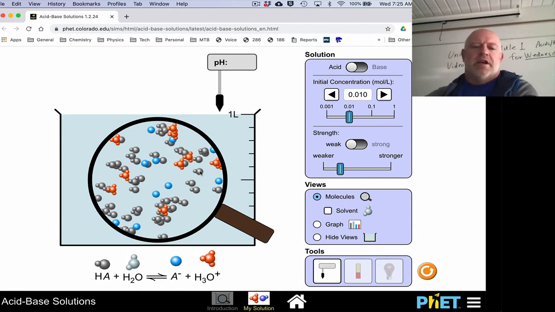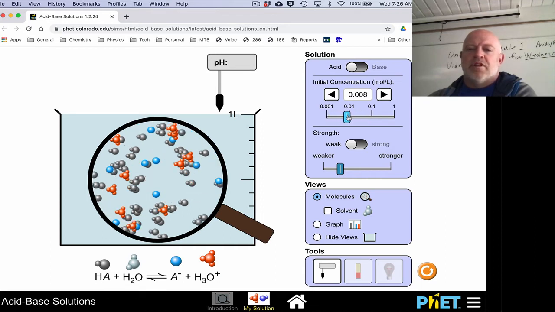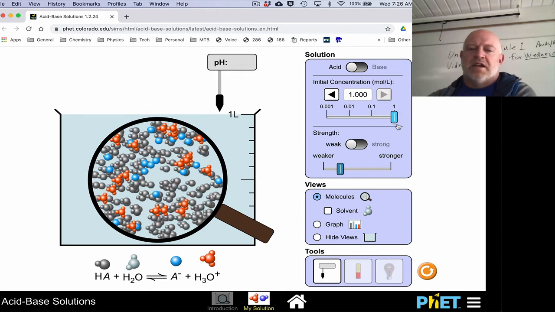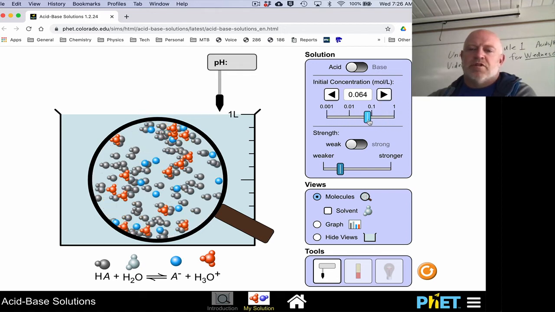What we have here is a weak acid. So strength-wise, we've clicked over to weak. It's an acid, and right now the concentration is 0.01. So we're going to turn this up. Notice how if I change my concentration, as I put more of them in, you see more of them forming in the magnifying glass. If I take less out, there's less in there. Okay, so we're just going to put it right around 0.1, someplace in there. There we go, 0.1 molar.